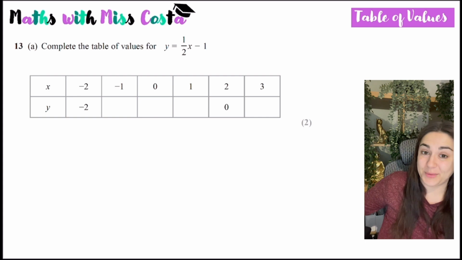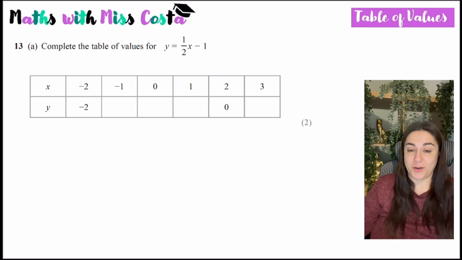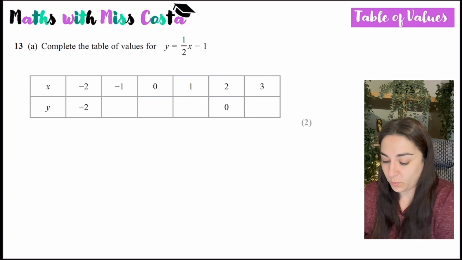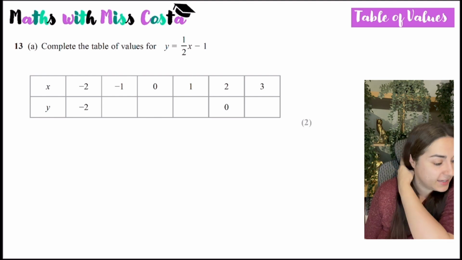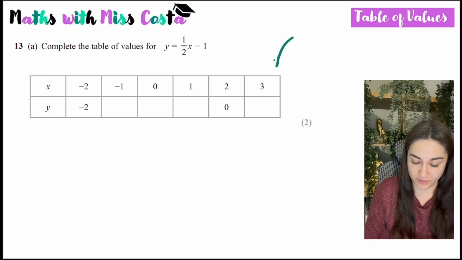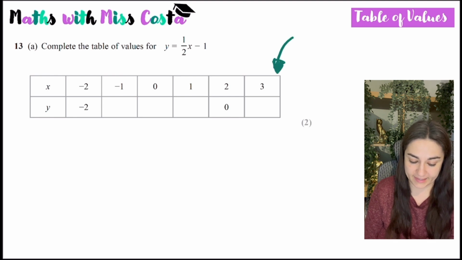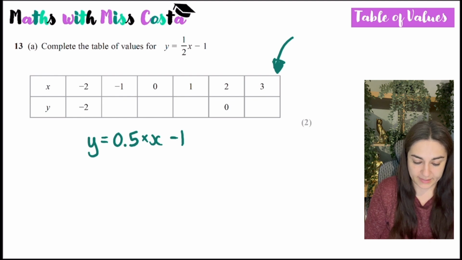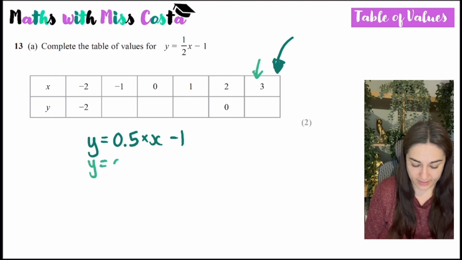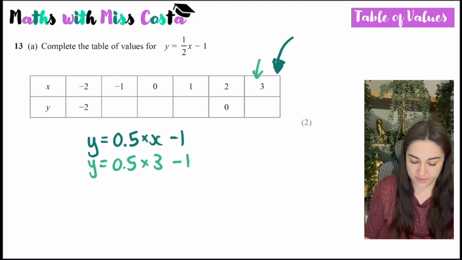Now I have to do a table of values. I need to complete the table of values for y equals a half x minus 1. The best way to do these is to start from this side, because they're the positive numbers. They just make your life easier. So y equals a half x. Well, a half is the same as 0.5. You times that by x, and then you take 1. So over here, x is 3. So I'm going to do y equals 0.5 times 3, and then I'm going to take 1.